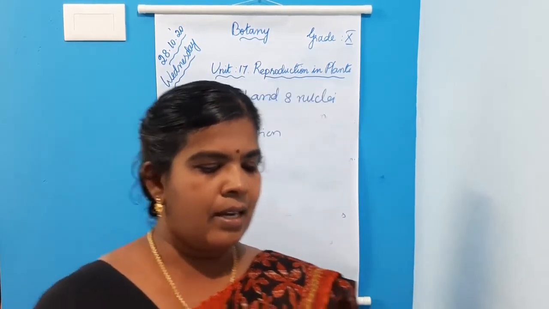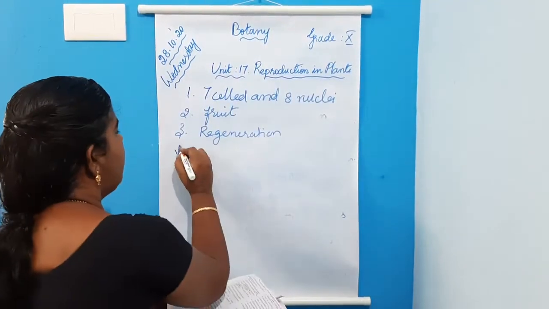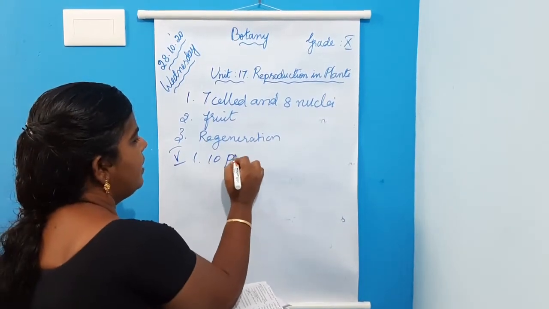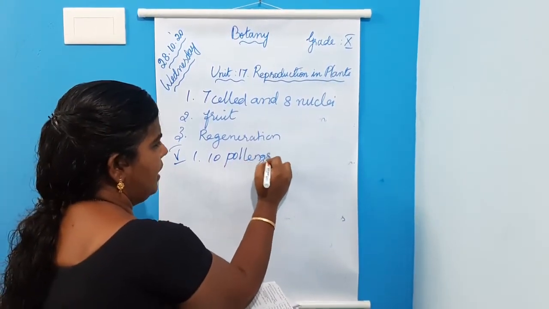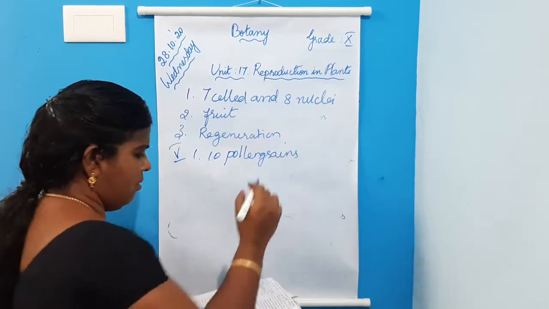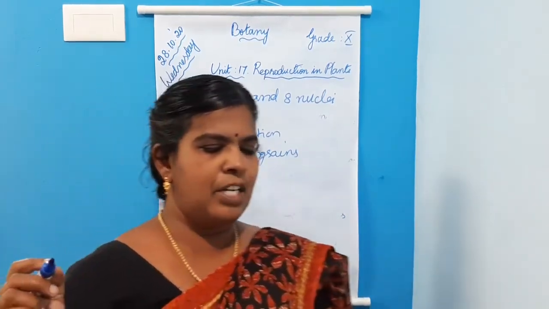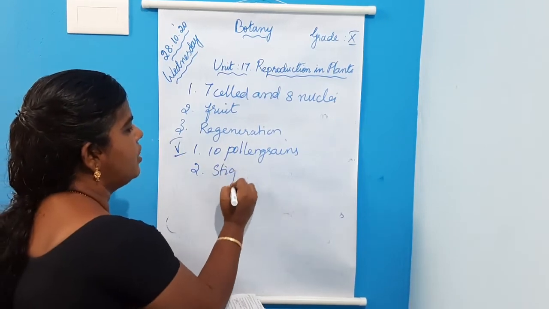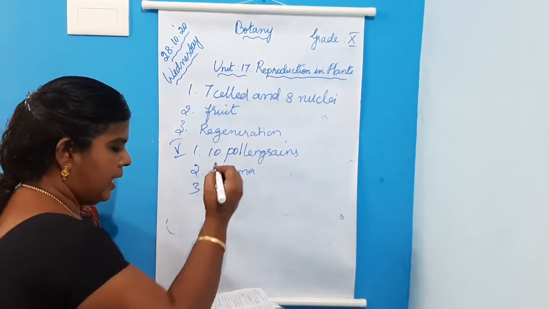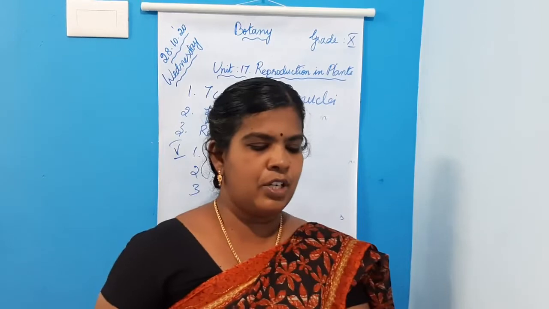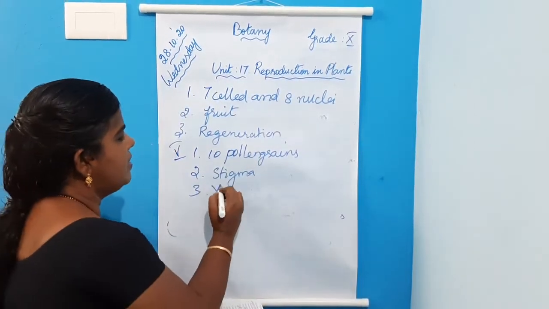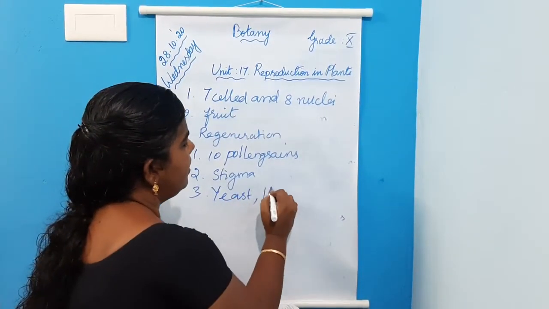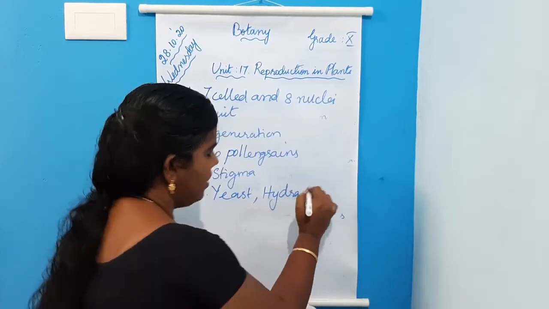Write down the answer, 10 pollen grains. Then number 2. In which part of the flower does germination of pollen grain take place? Stigma, right? Then number 3, name 2 organisms which reproduce through budding. Answer is yeast, hydra. Children, write down in the book.